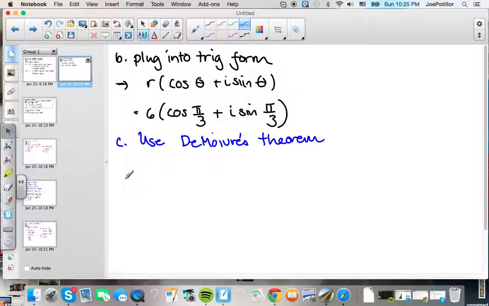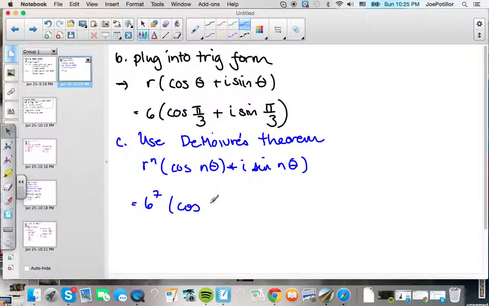So to use the theorem, which is going to be r to the n cosine n theta plus i sine of n theta. So this ends up being 6 to the 7th power times cosine of 7 pi divided by 3 plus i sine of 7 pi divided by 3.